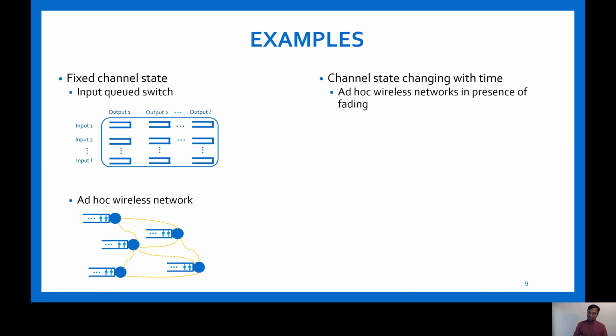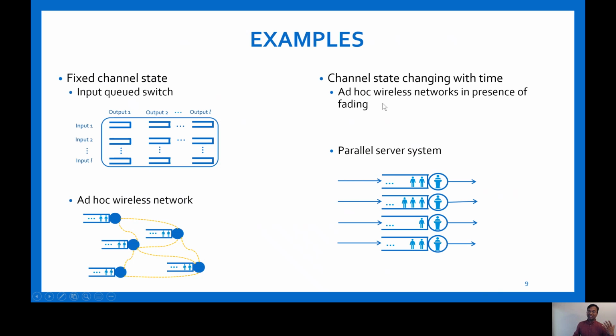I can think of a more general setting where, because of the underlying randomness in the wireless channel, the service that I get changes with time. Then I can think of it as the channel state. The channel state is determined by nature, and the service I get is random depending on that. And another system is a parallel server system where there is an inherent randomness in the service process, and I can again capture that. I can model it using the channel state.